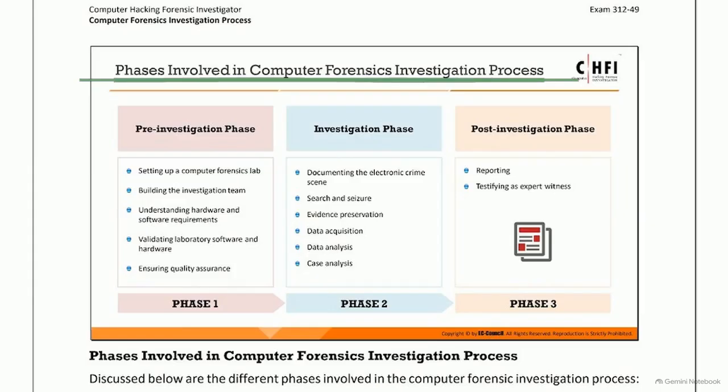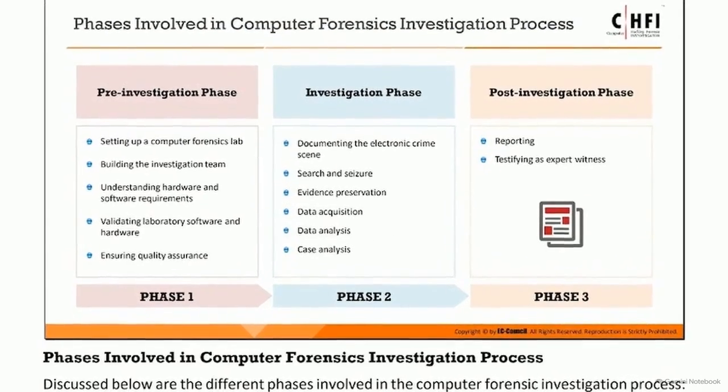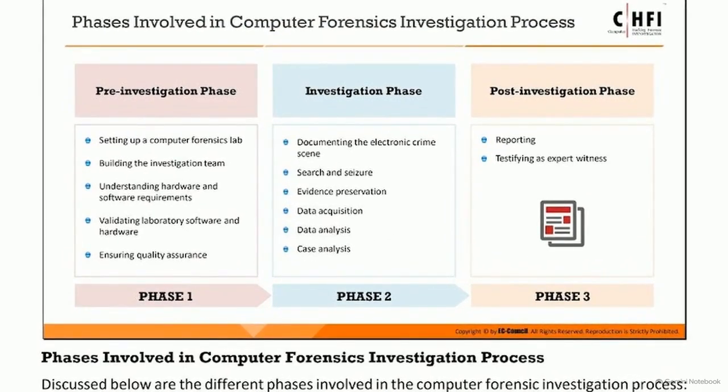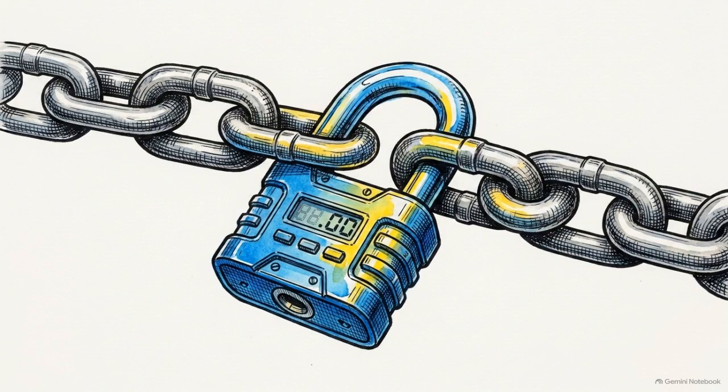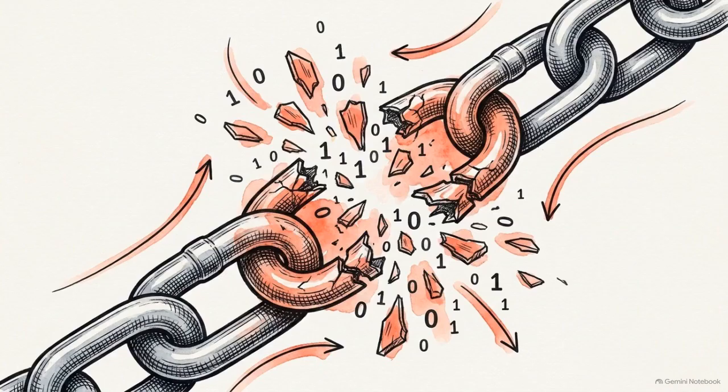To guarantee that repeatability, every digital forensics investigation follows a strict pipeline. This diagram maps the standard process, moving through the pre-investigation, investigation, and post-investigation phases. A courtroom treats digital evidence as valid only if the entire sequence is flawless. If the chain of custody breaks at any single phase, the underlying data becomes legally useless.